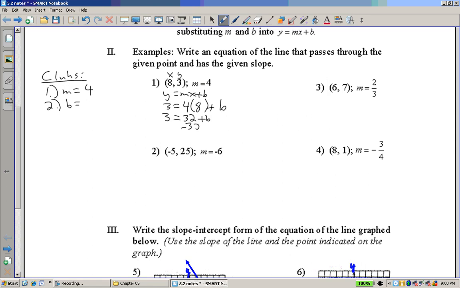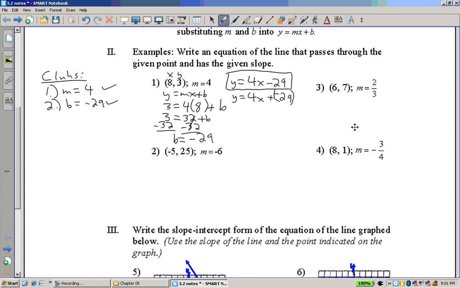We're going to subtract 32 from both sides. We're going to get b equals negative 29. So, do I have my slope? Yes. Do I have my y-intercept? Now I do. However, I'm not finished until I plug it back in to y equals mx plus b. Y equals 4x. I could say plus a negative 29 or just minus 29. Again, I would accept both. It's probably better to see it in the form 4x minus 29. This could work, but this is a better solution there.